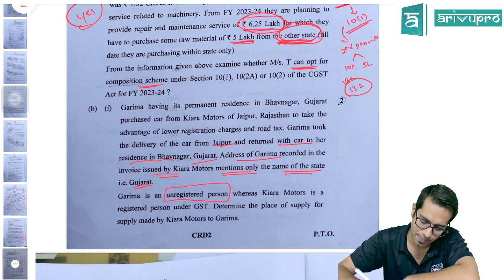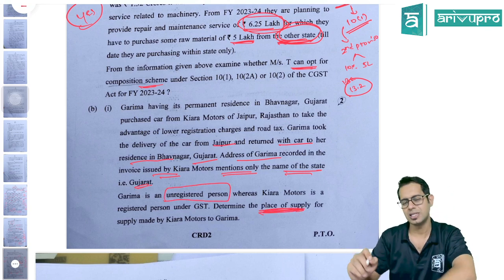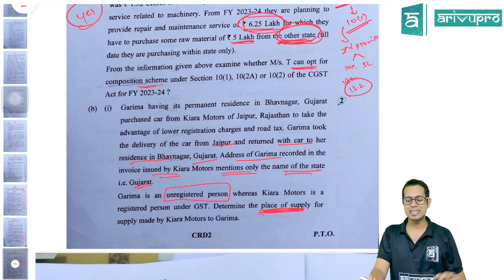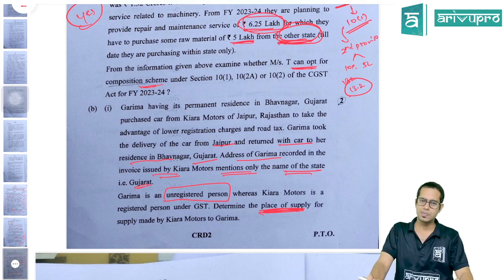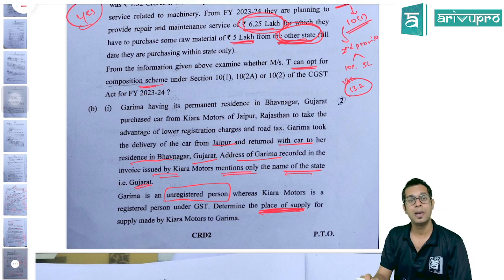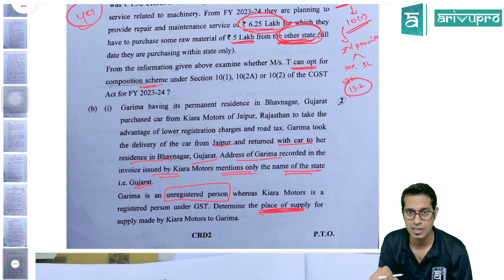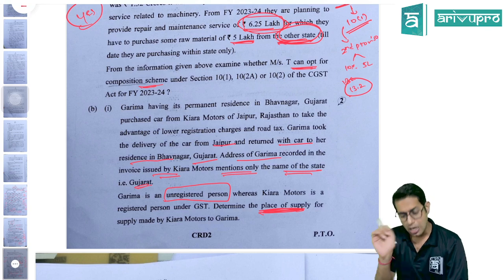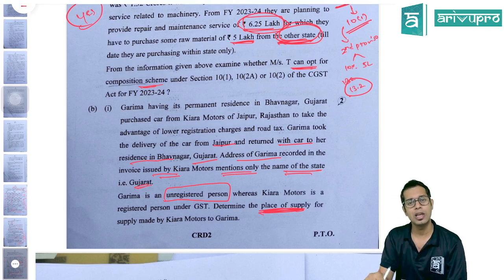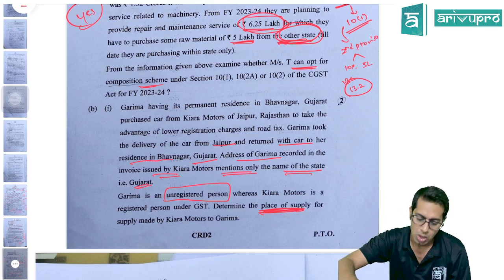So this question is to determine the place of supply. This question is with respect to place of supply. A recent amendment was made in respect of place of supply. When you make a supply to an unregistered person, if the address of that unregistered person is available with you, then the place of supply will be the location of that unregistered person, meaning whatever address is available. If the address of that unregistered person is not available, then the place of supply will be the location of the supplier. So that provision you have to apply in this case.